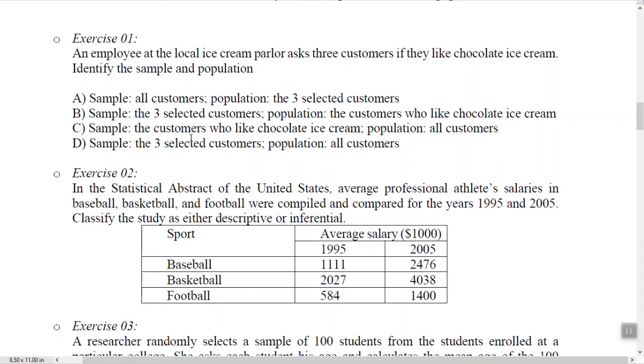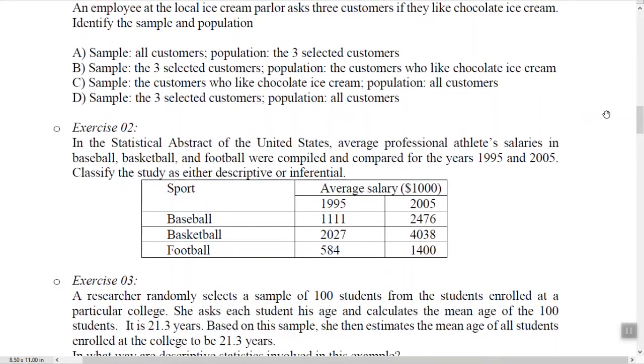From those customers, he needs to identify who likes chocolate ice cream, who likes strawberry ice cream, something like that. So in this case, the population is the customers, all the customers. I think the answer is D. Yes, the sample is 3 selected customers. Population is all customers. Among all customers, he needs to figure out who likes chocolate ice cream. So he selected 3 customers. That's how it works. Next one.